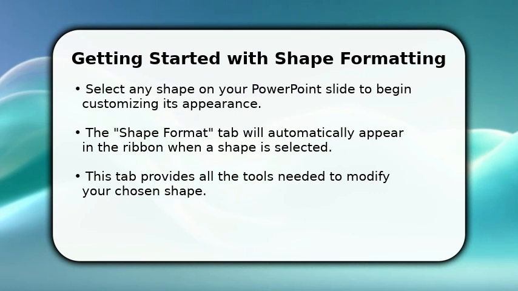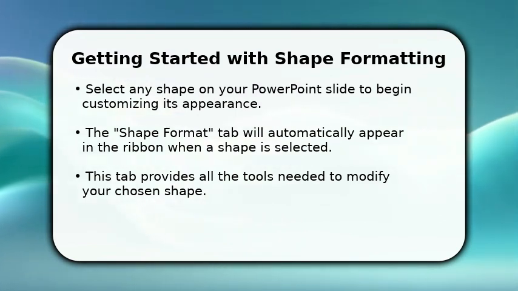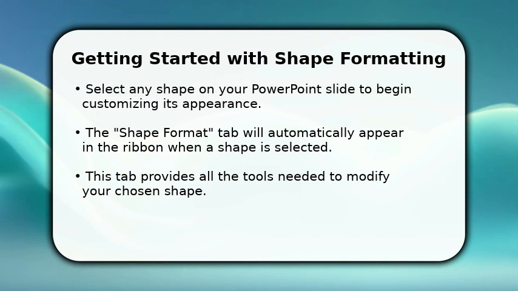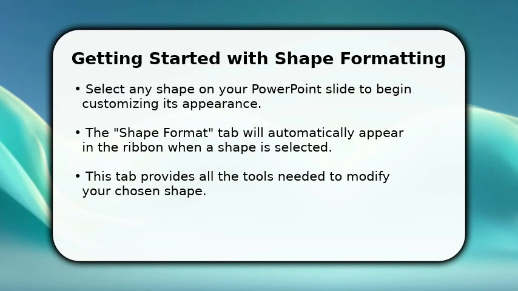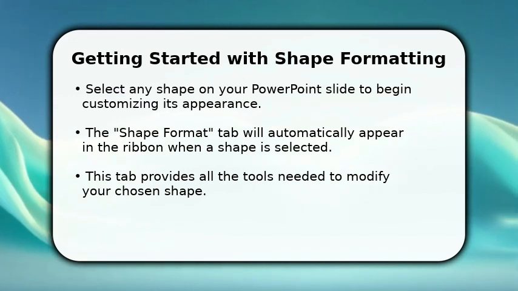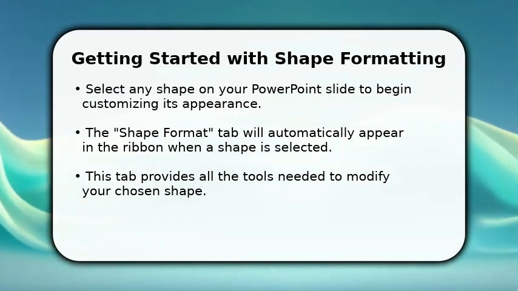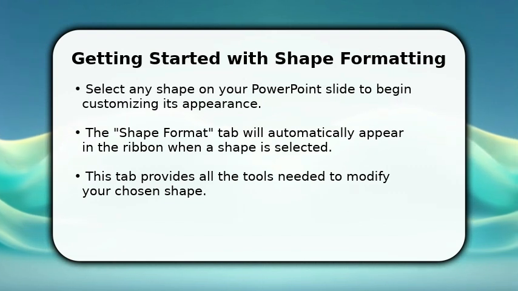Once a shape is selected, the Shape Format tab will immediately appear in the ribbon at the top of your screen. This dedicated tab is your central hub, offering all the essential tools and options to modify your chosen shape's appearance, from its color to its effects. Let's dive into these powerful features.